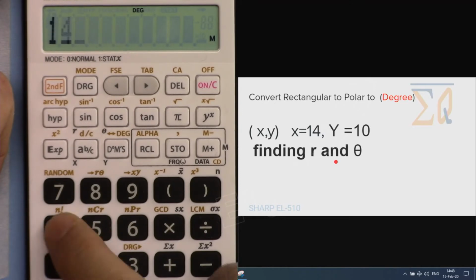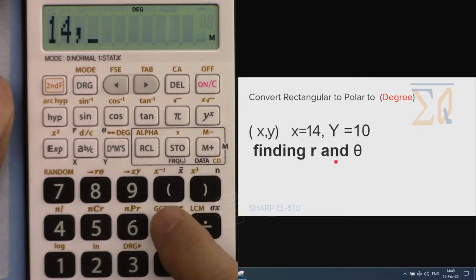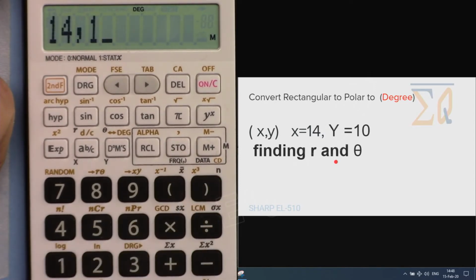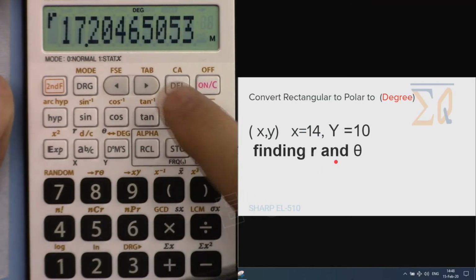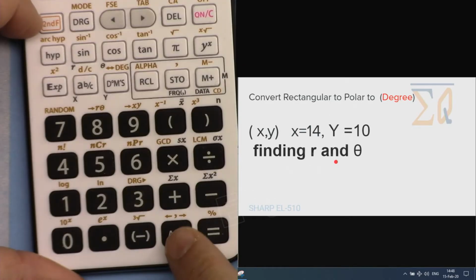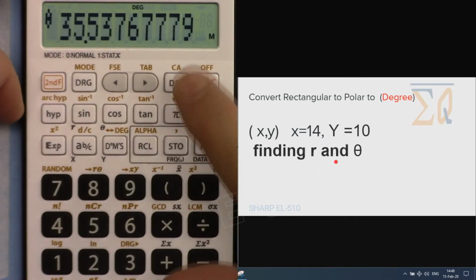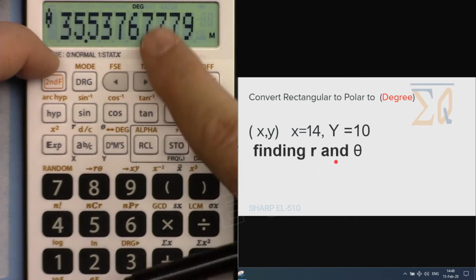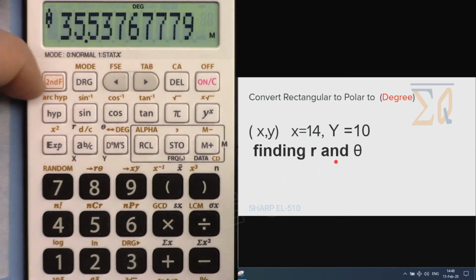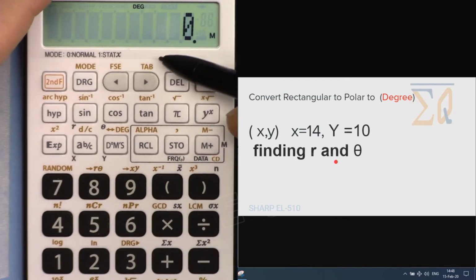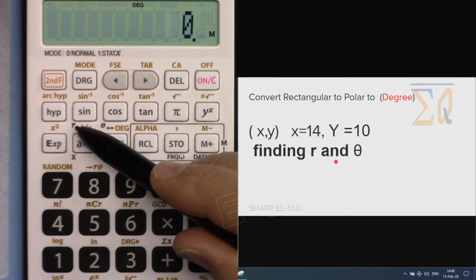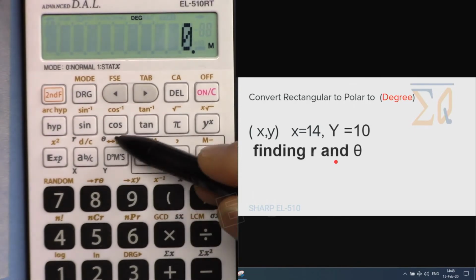Same way, we can enter 14 and second function this comma, and then for y press 10. This time we are going for r and theta, second function r and theta. Now I'm pressing second function with this comma. It gives me the theta, 35 degrees. Pay attention to the angle, it must be the same. Now all clear.